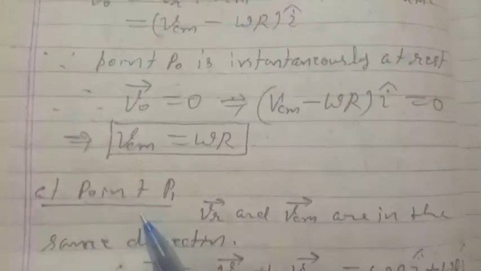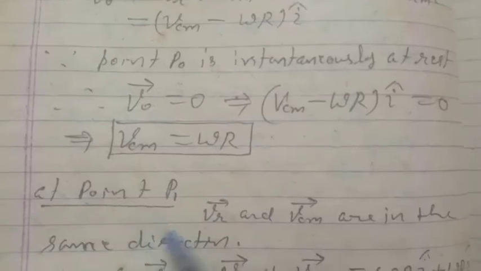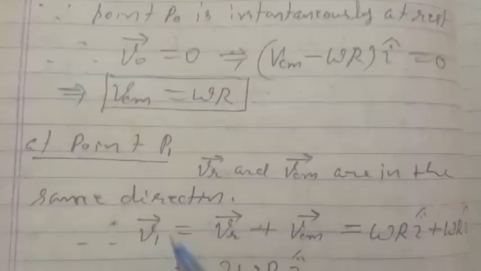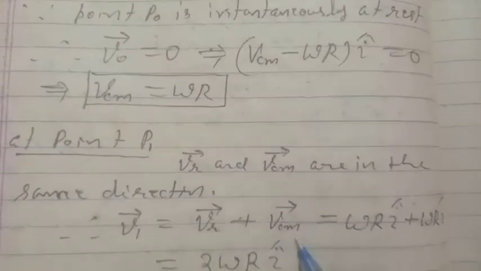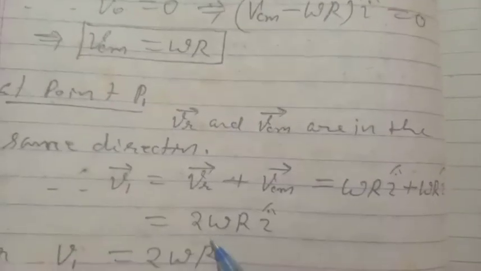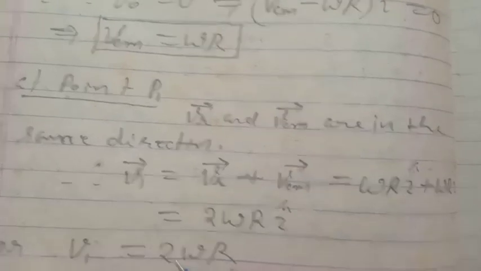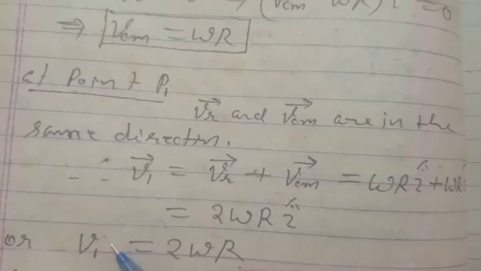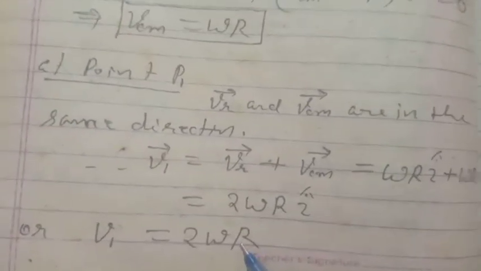Now at point P1, that is at the top point, VR vector and VCM are in the same direction. Hence V1 vector equals VR plus VCM, omega R i cap plus omega R i cap, equals 2 omega R i cap, or the magnitude of V1 vector is V1 equals 2 omega R. That is, the particle at the top has velocity 2 omega R.